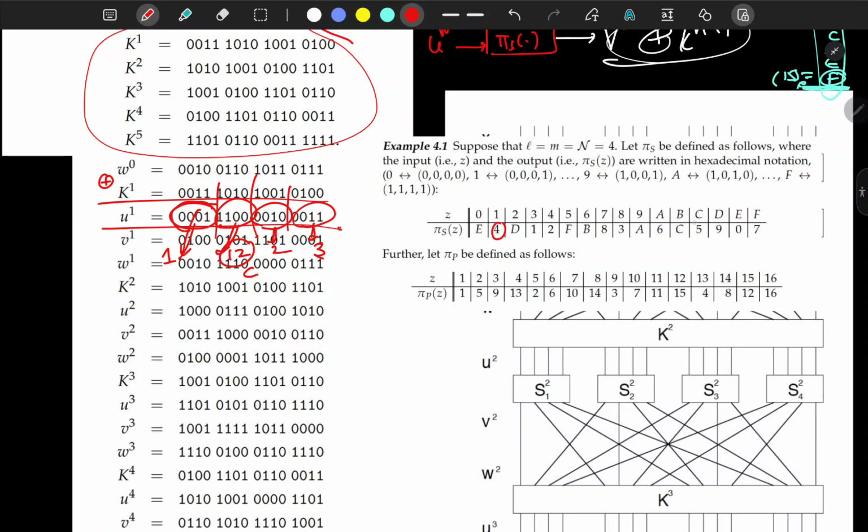4. For C what is the value? 5. For the 2 what is the value? D. For 3 what is the value? 1. So D can be written as F means 15, E means 14, D means 13. So 13 means 8 plus 4 plus 1. So 1101. Like the D value. So 5 means 0101, and this means 100. Okay, so this is what we have written. This is nothing but V. Okay, you got my point? See, as it is, as it is.